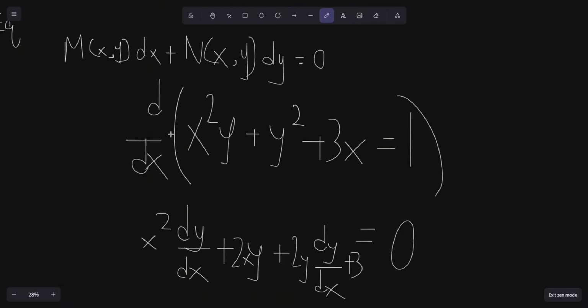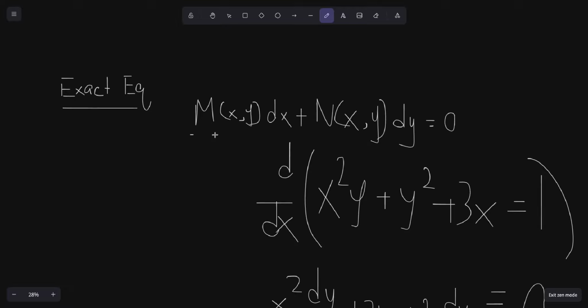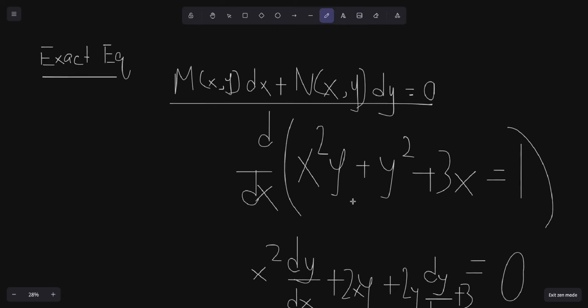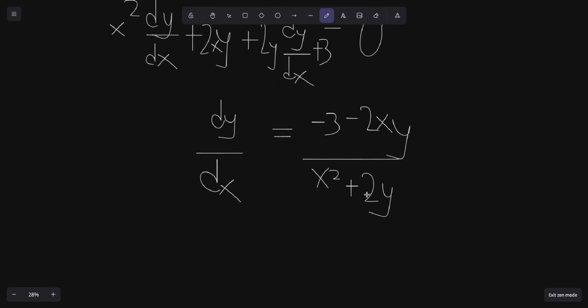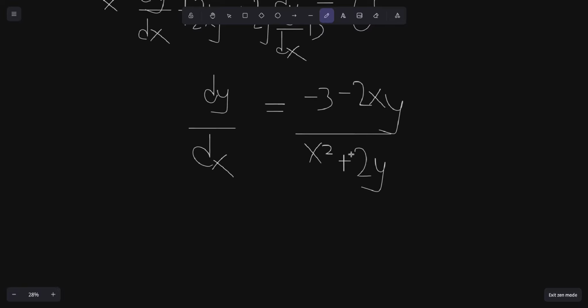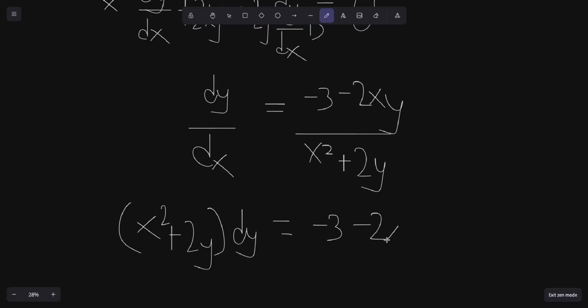Now you said, oh, wait, but doesn't exact equations have to be in this form? And you're completely right. What I can do now is multiply both sides, like cross multiply everything, right? The butterfly method. So I get x squared plus 2y times dy, and it's going to be equal to, on the opposite side, negative 3 minus 2xy times dx.